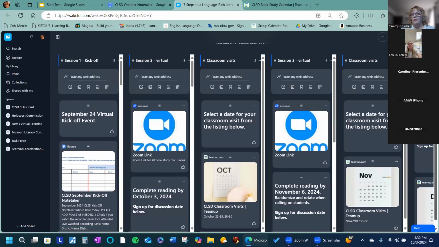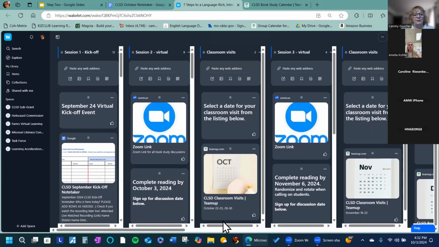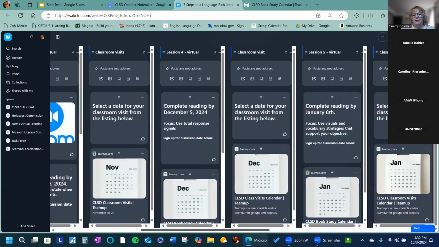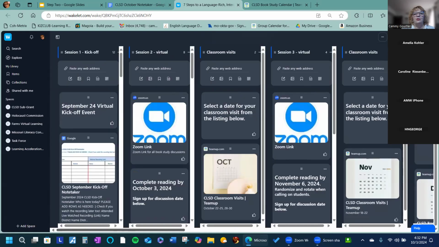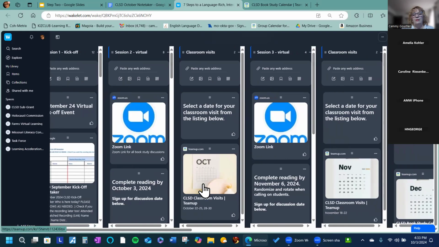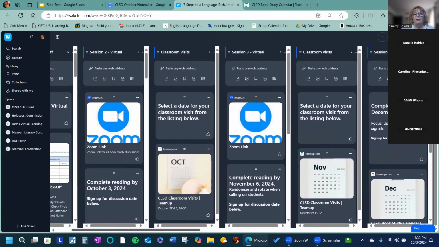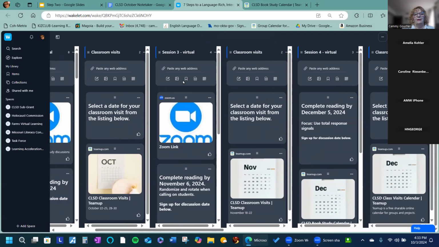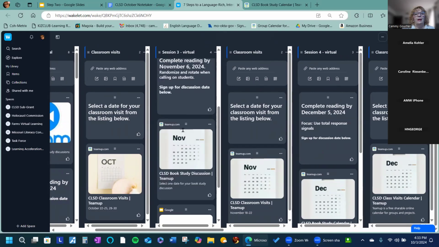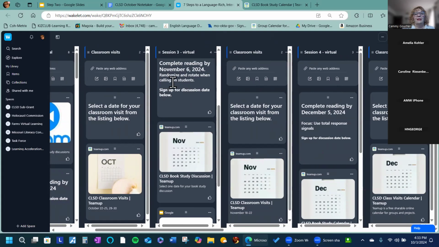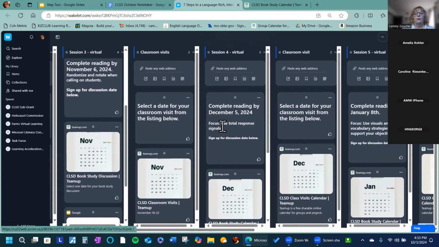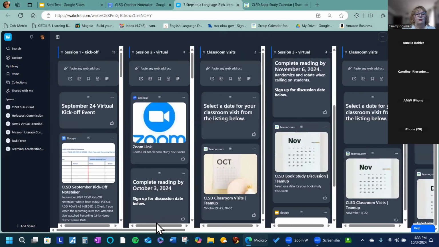One thing about Wakelet, I will tell you, if you go all the way to the right and scroll down, that's what gives you the bar that takes you across. So session 2, we have the classroom visits and calendar there. Then we'll go to session 3, and that's going to be chapter 3, which is randomize and rotate when calling on students. Classroom visits for that one. Session 4, use total response, and so forth going across. So as you scroll across, it will be 1 month and each session. So that will get you there.